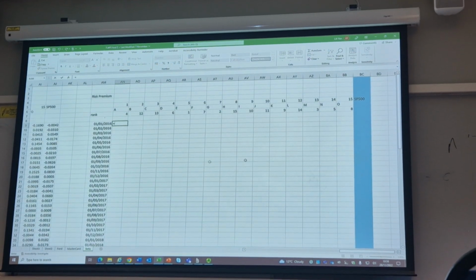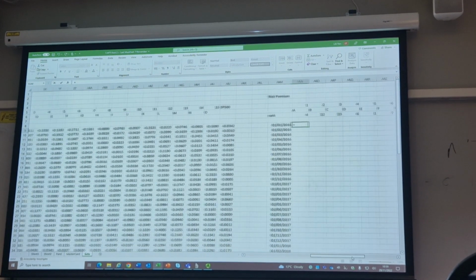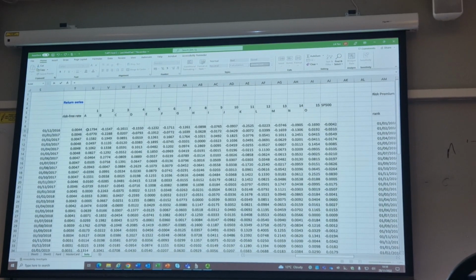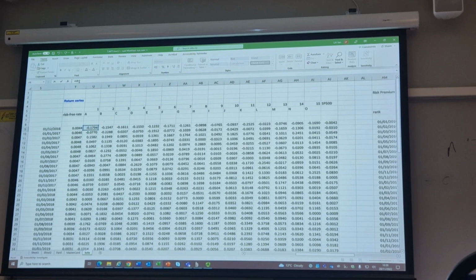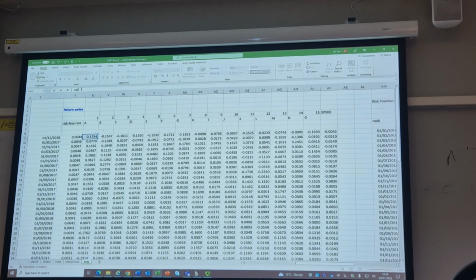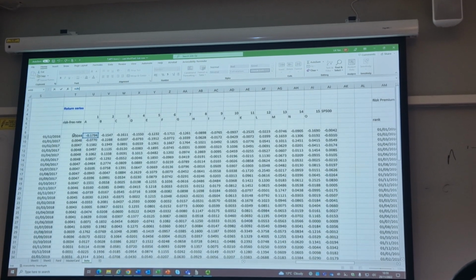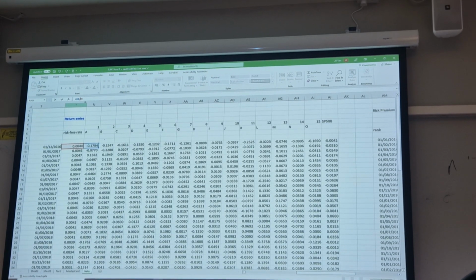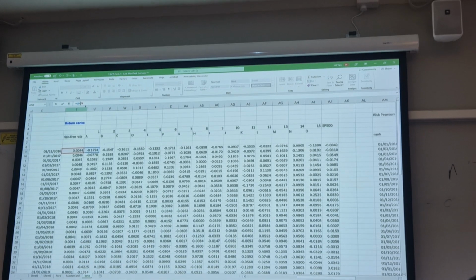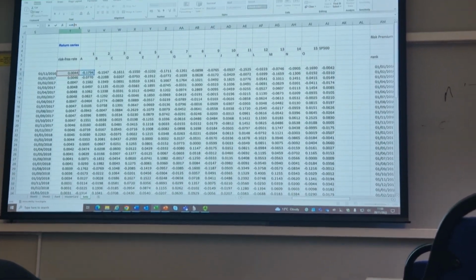So we use the return of stock A in December 2016, subtracted by the risk-free rate. Because we need to always subtract the risk-free rate, we need to freeze that column of the risk-free rate.